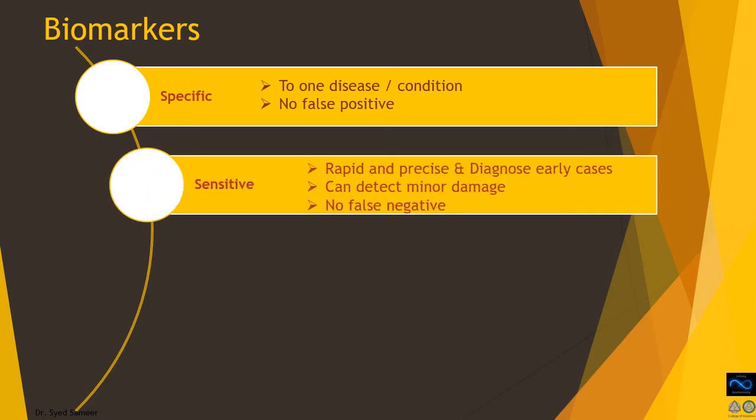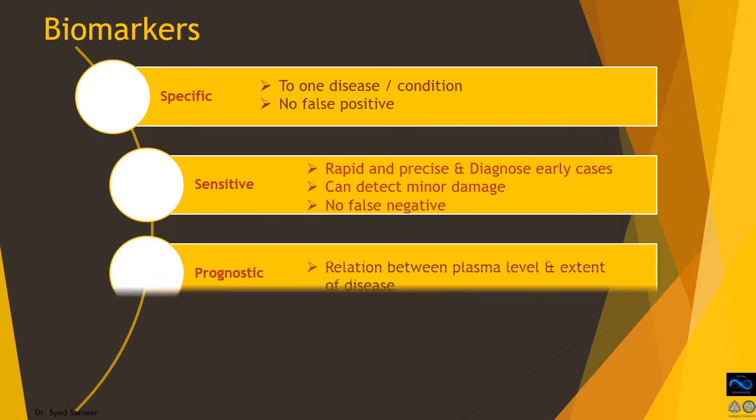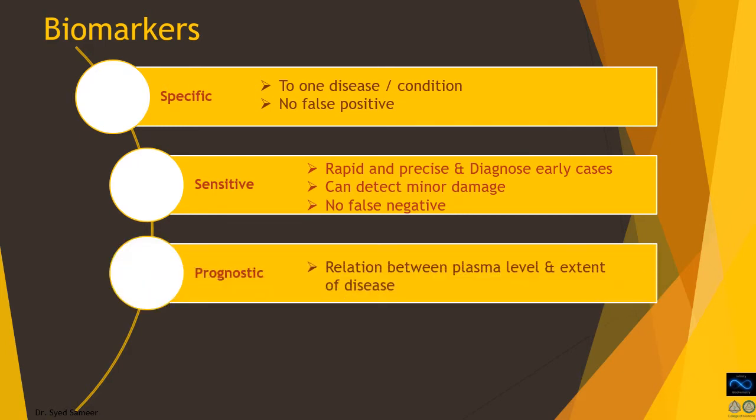Then it should be sensitive enough to pick up the smallest change. It should be precise in diagnosing the earlier cases of the disease as well as detect the minor damage. So it is reflected in no false negatives also. So it should be sensitive enough so that it will pick up the change and tell you that it is a disease condition. Then there is the prognostic feature.